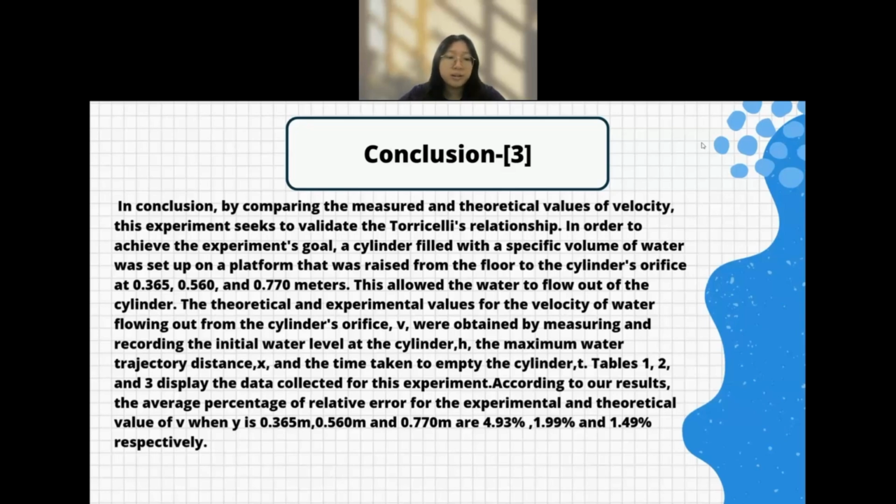Tables 1, 2, 3 display the data collected for this experiment. According to our results, the average percentage of relative error between the experimental and theoretical values of V when y is 0.365 meter, 0.560 meter, and 0.770 meter are 4.93%, 1.99%, and 1.49% respectively.